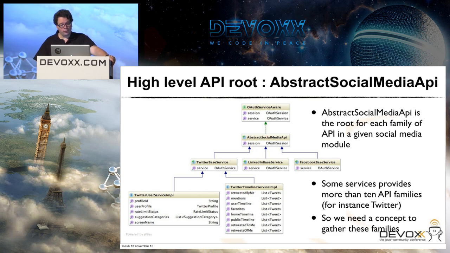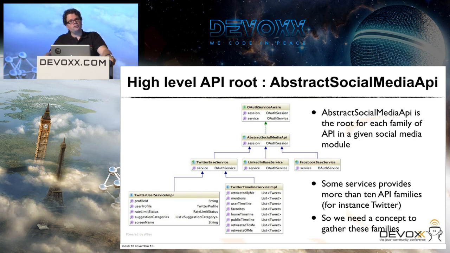In the example, you have another class that implements the Twitter-based service. It's all the API around timeline management. So you have a bunch of property about your mention, your favorite, your home timeline, the public timeline, all the tweets that was retweeted by you, etc., etc.